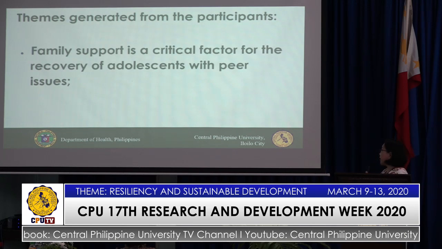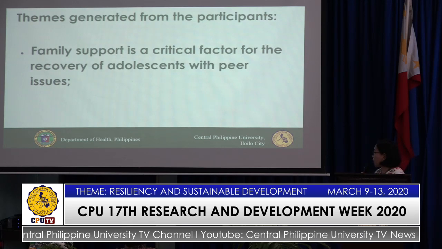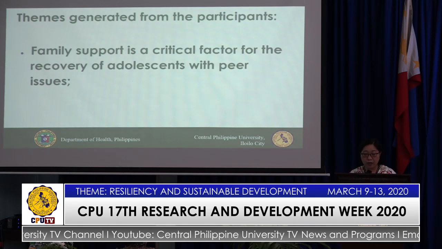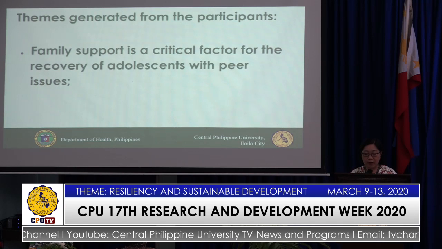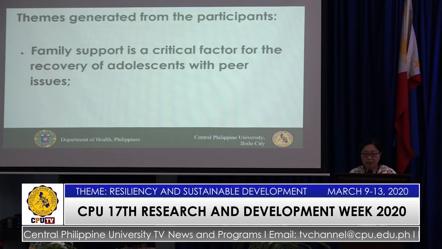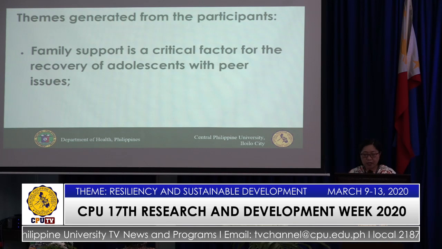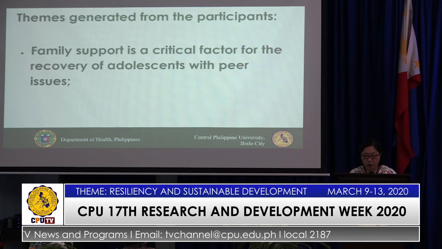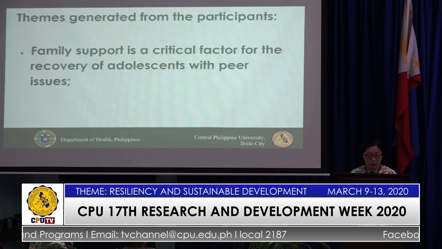Family support is a critical factor for the recovery of adolescents with peer issues, which means that they can overcome their problems with support from their families. As one participant expressed, "I realized that I really need to trust myself, nanabalan ko nga ara ang akon family nga mag-support kag mabuligan nila ako."